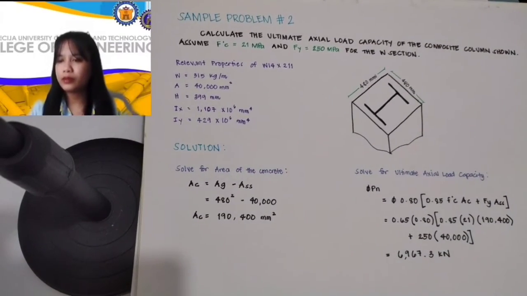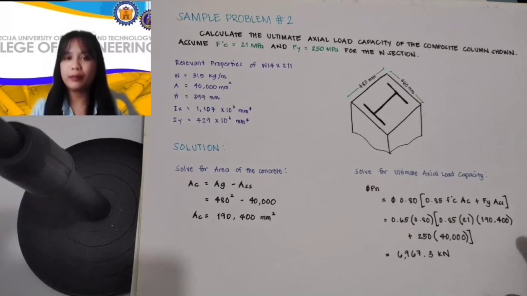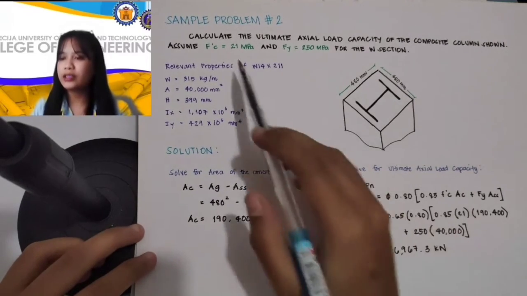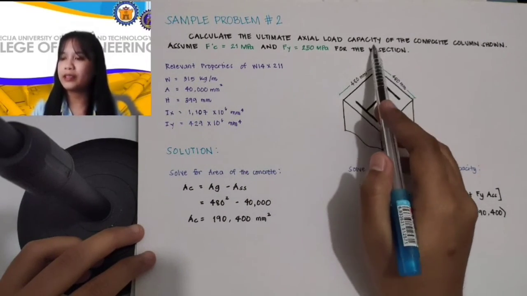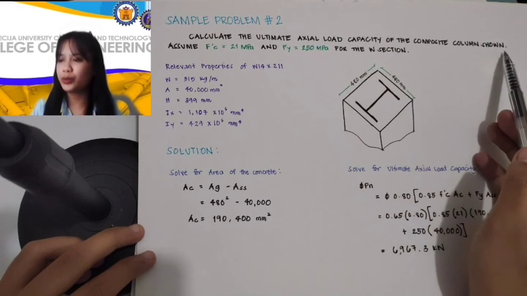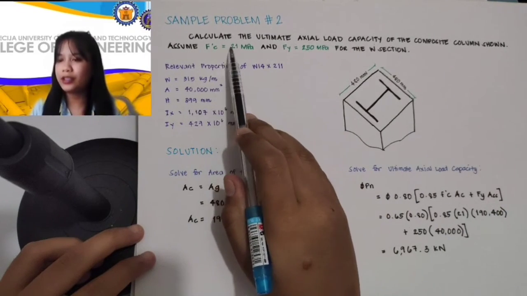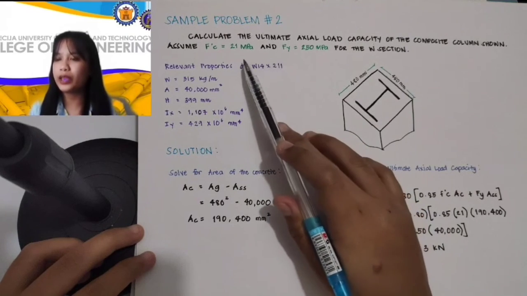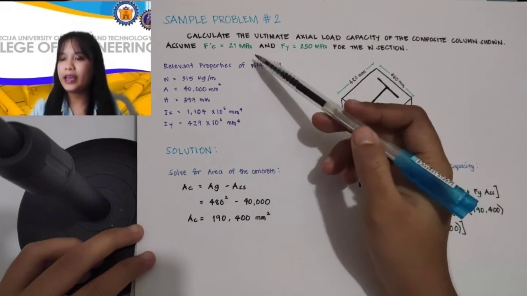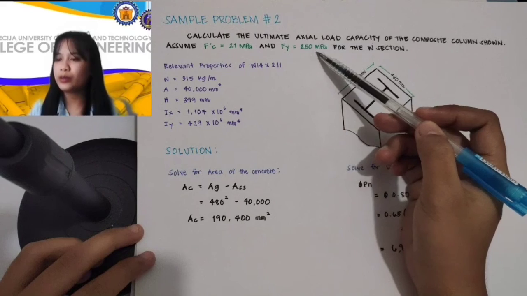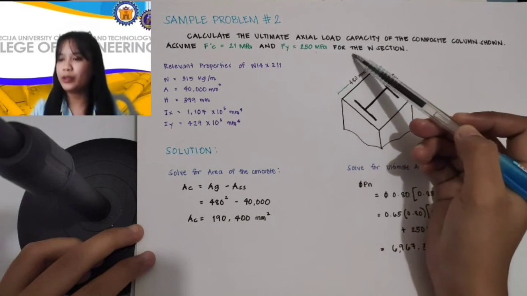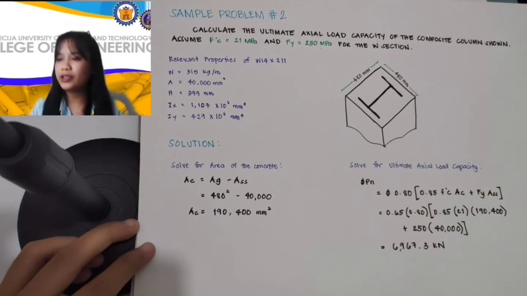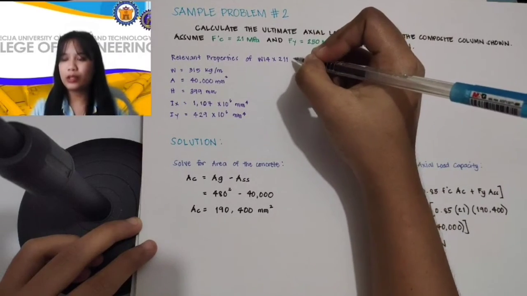Let me read problem number 2. Calculate the ultimate axial load capacity of the composite column shown. Assume fc, or the compressive strength of the concrete, is equal to 21 MPa and fy is equal to 250 MPa for the W section. Let's use NSCP 2015.